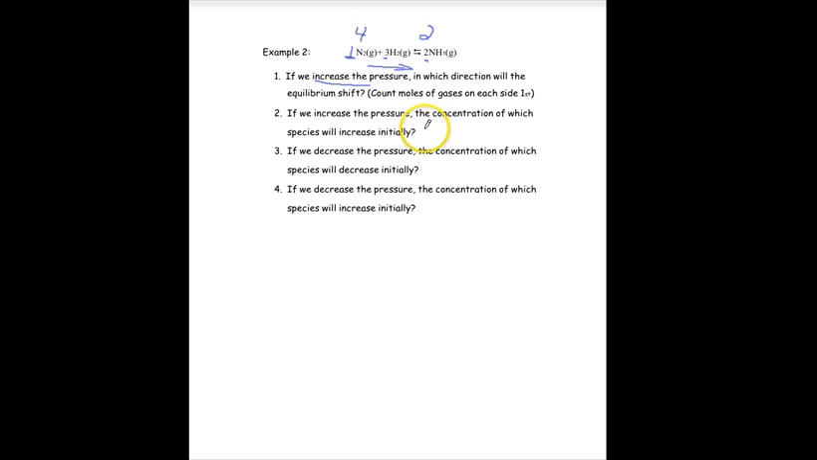What will happen, the concentration of which species will increase initially will be the NH3, because whatever side it shifts to goes up in concentration. If you decrease the pressure, it's going to shift to the left. So what will decrease is the NH3 will decrease, and the N2 and the H2 will increase. And that is basically it.